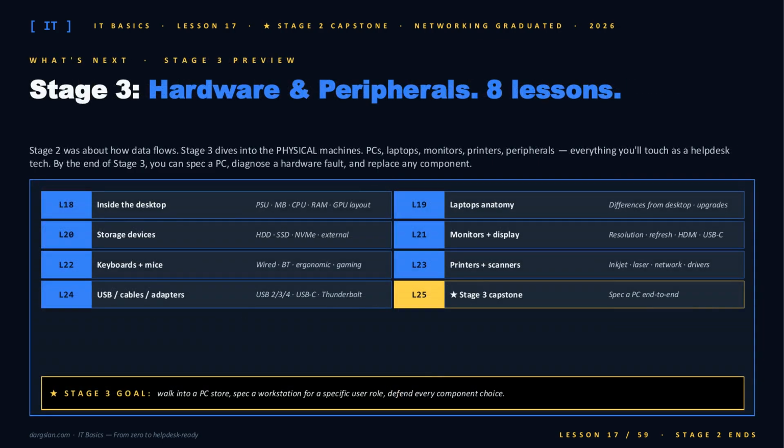And once you've passed that self-check, here's what's waiting. Stage 3 leaves the wires and the protocols behind and walks you straight into the physical machine. 8 lessons covering what's inside the desktop, laptop anatomy, storage, monitors, input devices, printers, and every cable and adapter you'll ever plug in. It closes with a capstone where you spec an entire PC for a specific user role and defend every single component choice. Stage 2 taught you how data moves. Stage 3 teaches you the metal it moves through.